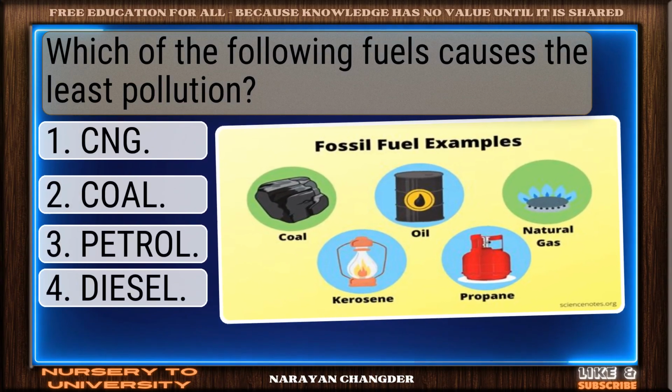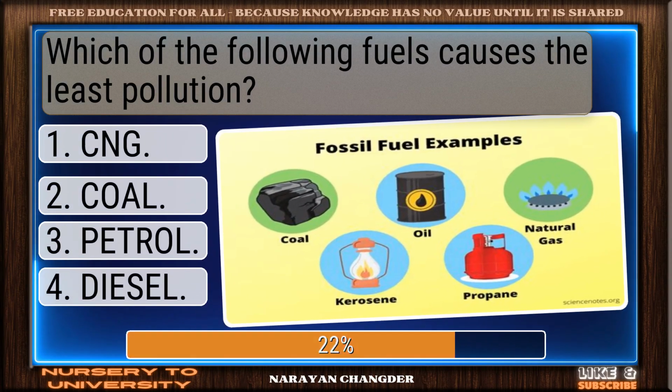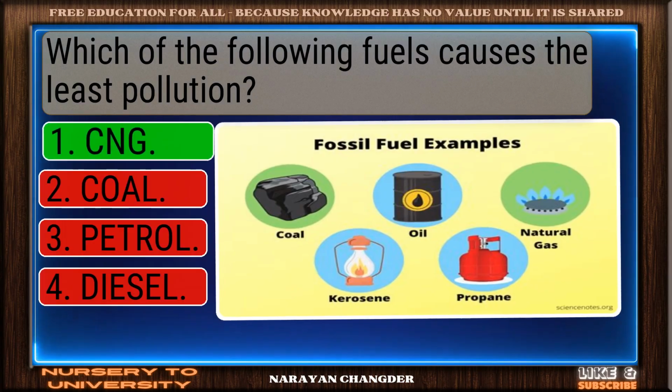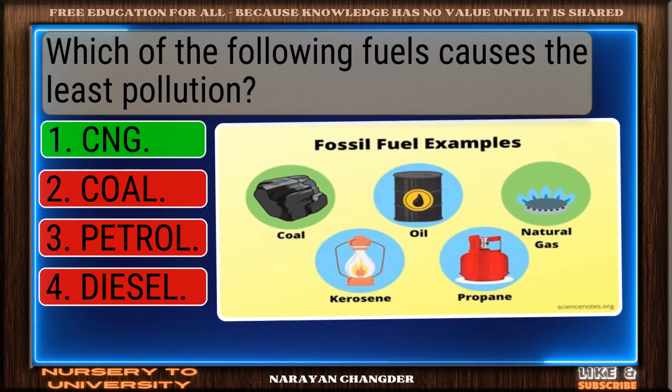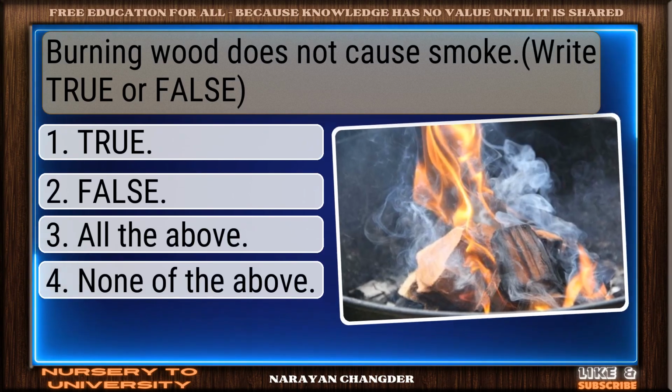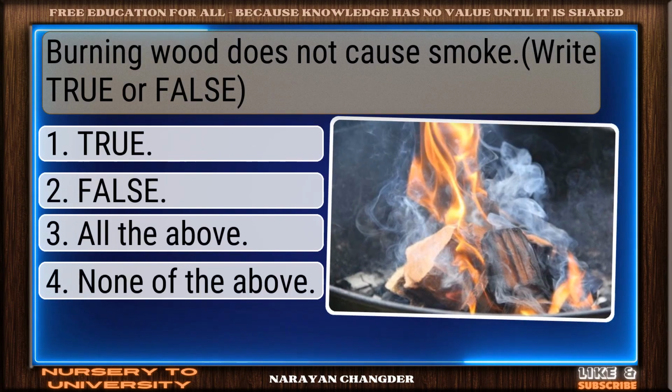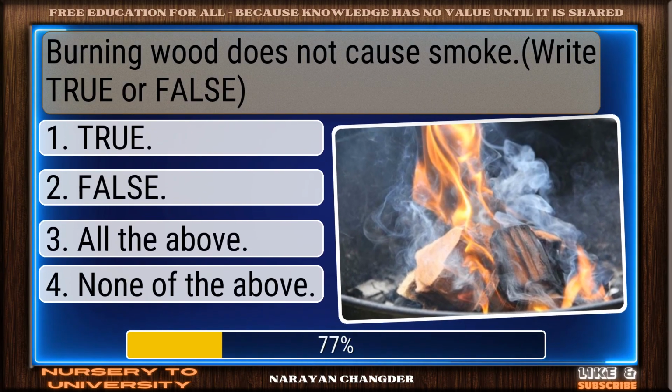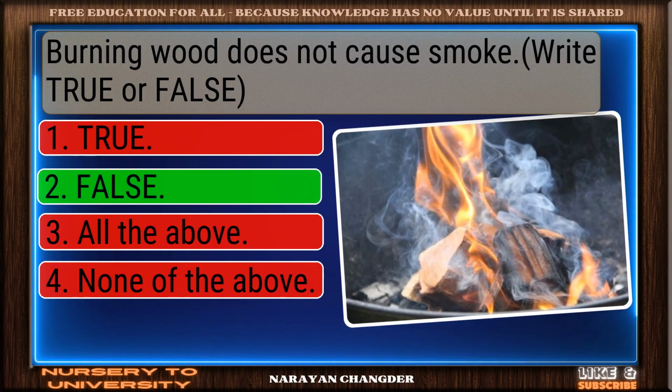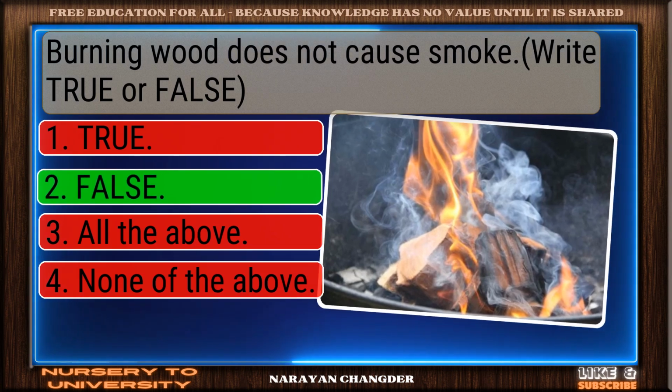Which of the following fuels causes the least pollution? Good thinking. CNG is the right answer. Burning wood does not cause smoke. Right choice. False is the best answer.